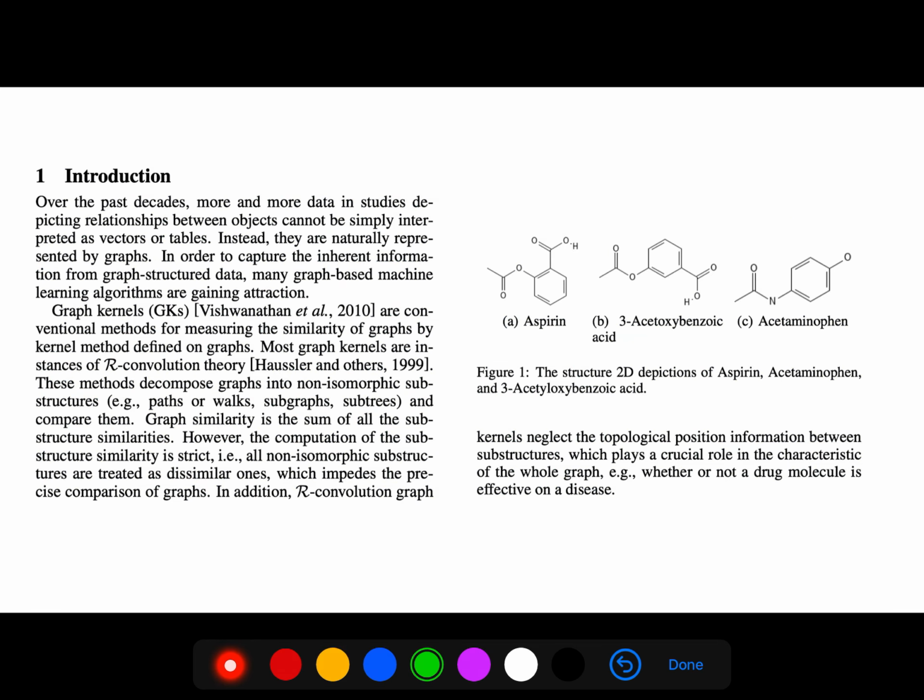Here you see the structure of, for example, aspirin, the 2D depictions of aspirin and other molecules.